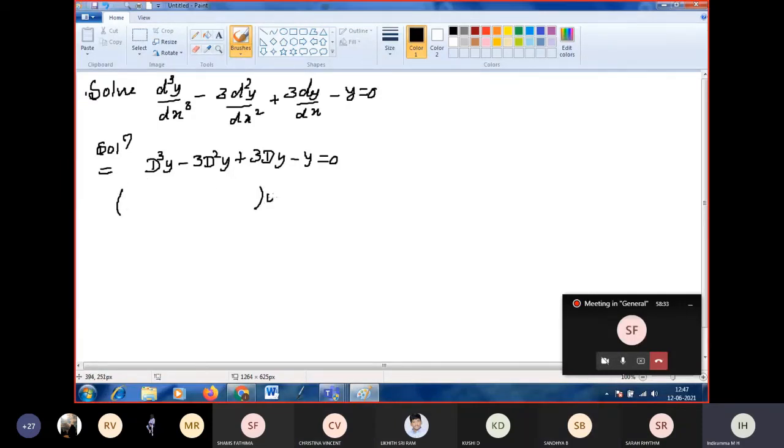Take y common. What are you left with? D cube minus 3d square plus 3d minus 1, into y, equals 0. It looks like f of D into y equal to 0. What is f of D? D cube minus 3d square plus 3d minus 1.